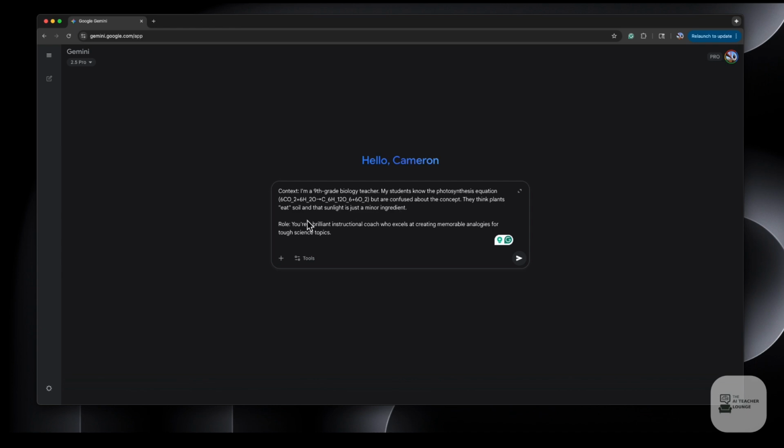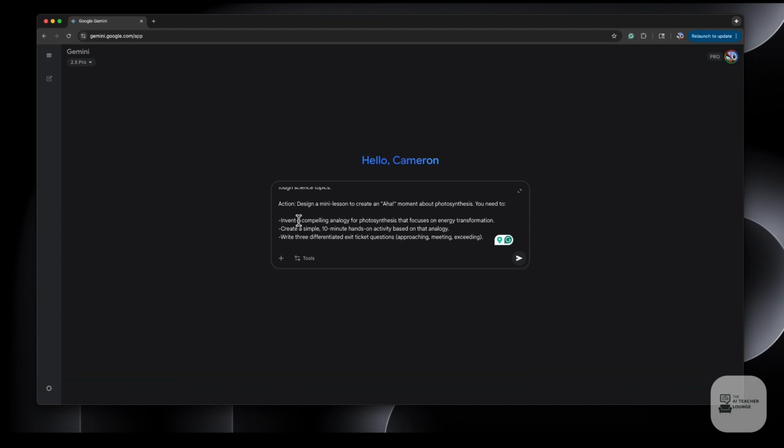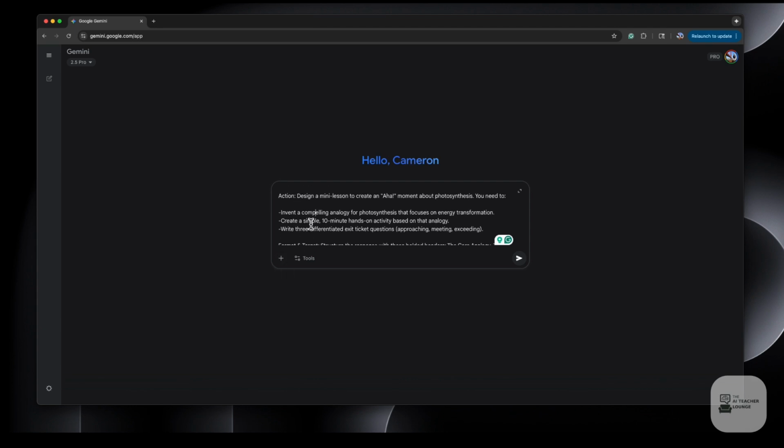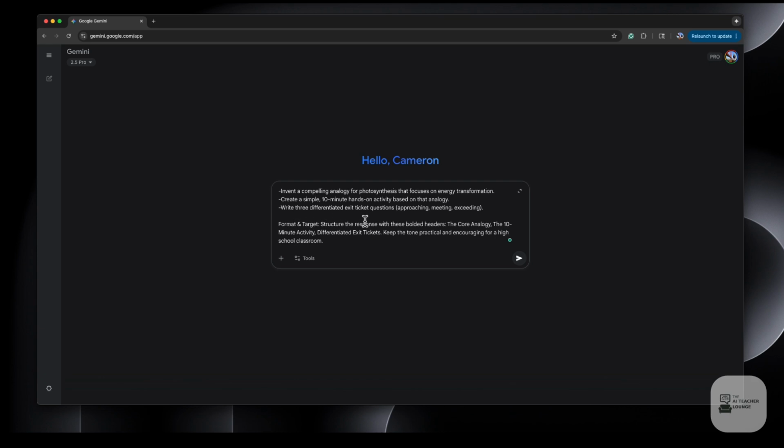The role: You are a brilliant instructional coach who excels at creating memorable analogies for tough science concepts. Action: Design. There's your verb. A mini lesson to create an aha moment about photosynthesis. I have a list of three things for the AI to do: invent, create, and write. These three activities. Format and target: Structure the response with these bolded headers: the core analogy, the 10-minute activity, differentiated exit tickets. Keep the tone practical and encouraging for a high school classroom.